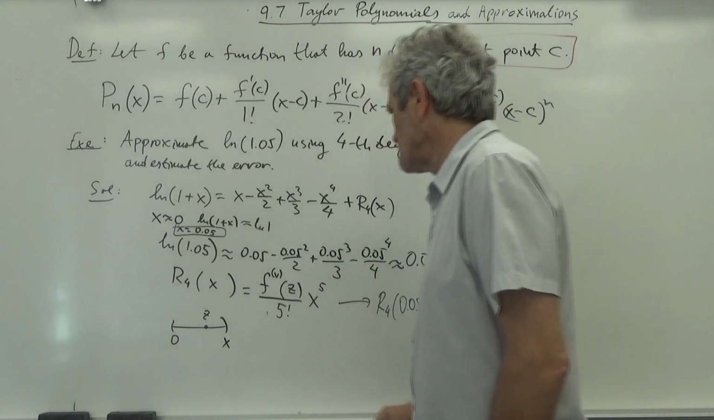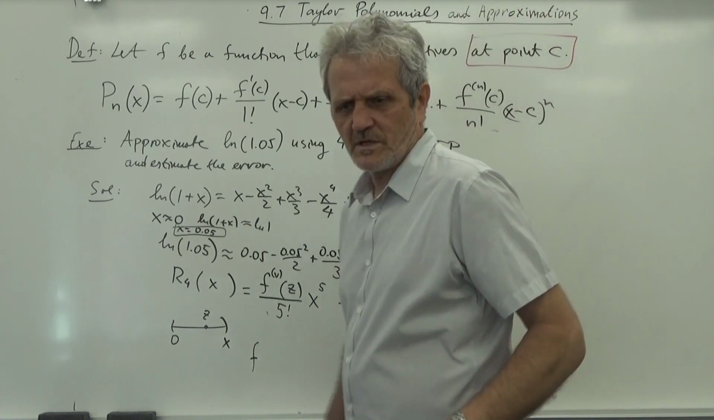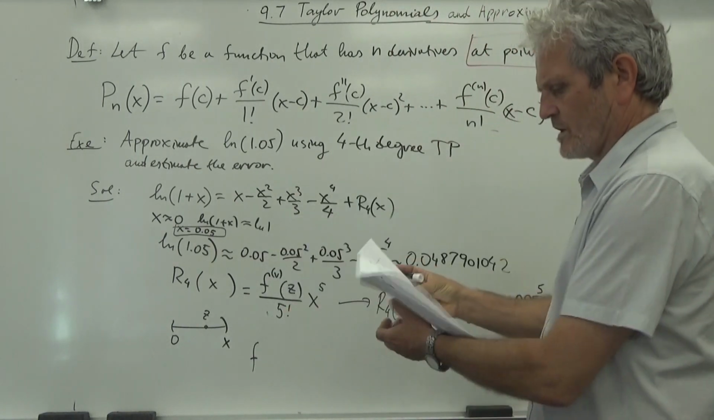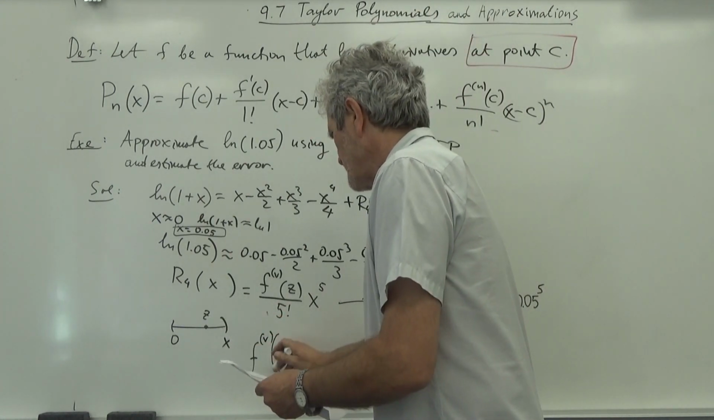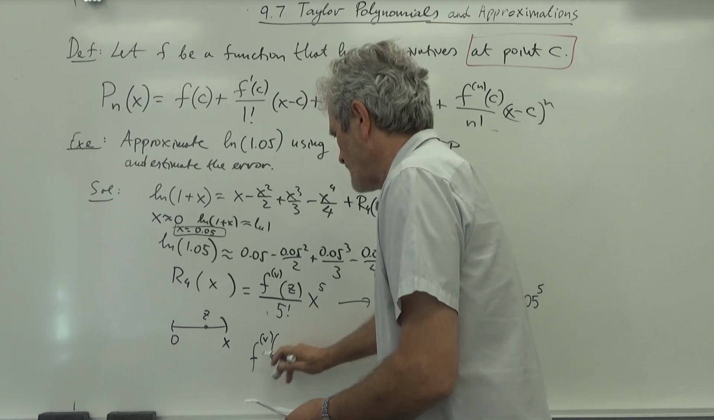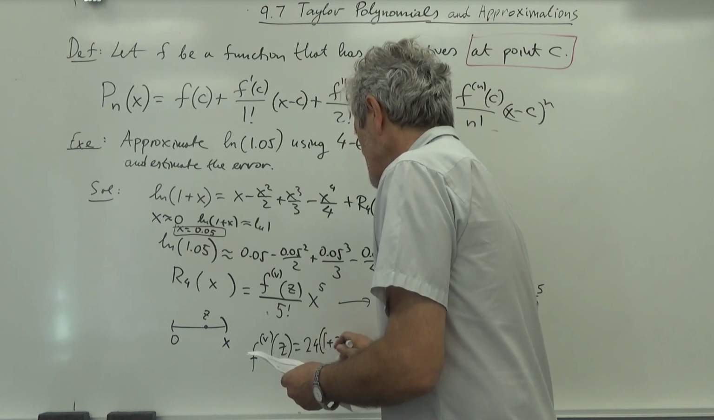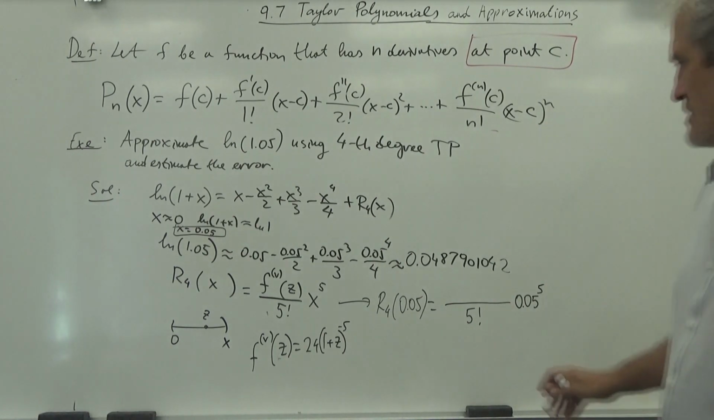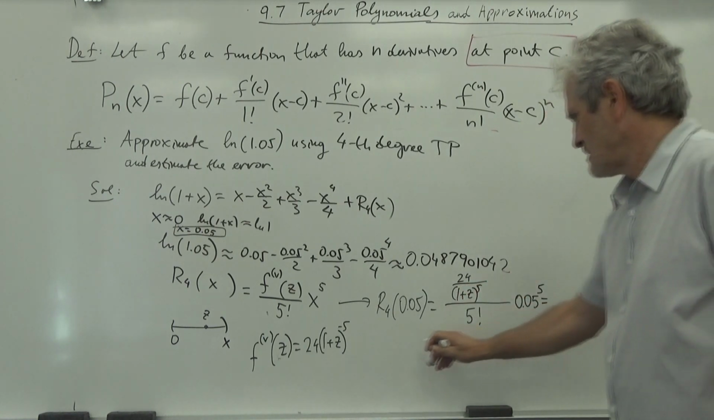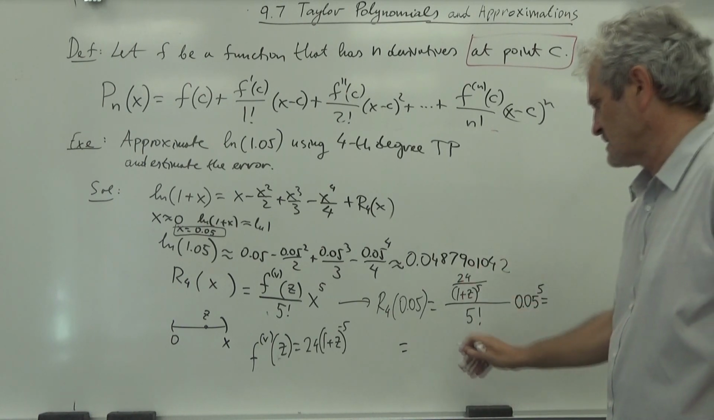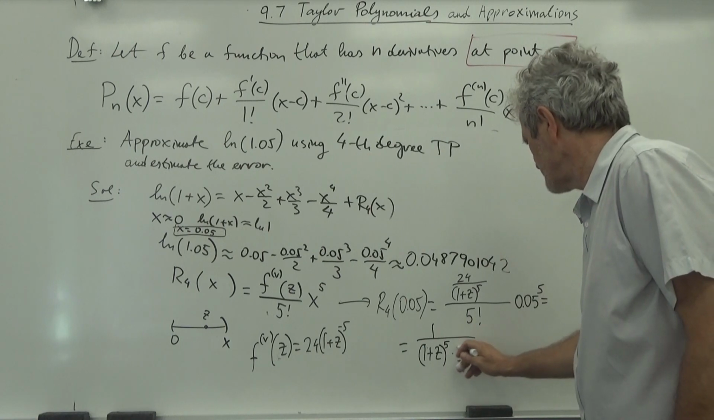If you remember from a minute ago, we already had the derivatives, so I'll just copy from here, so we don't have to calculate all the way to the 5th derivative. The 5th derivative was positive. We needed it at z, so the 5th derivative at z equals 24 times 1 plus z to the negative 5. So here we'll get 24 over 1 plus z to the 5th. And 24 is 4 factorial, and 5 factorial, as usual, cancel out. So we get 1 over 1 plus z to the 5th times 5, and then 0.05 to the 5th.